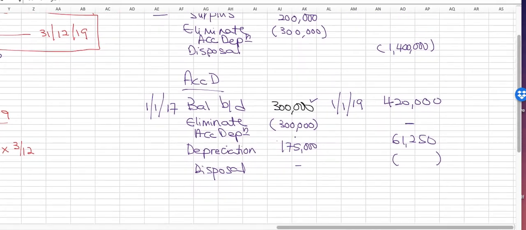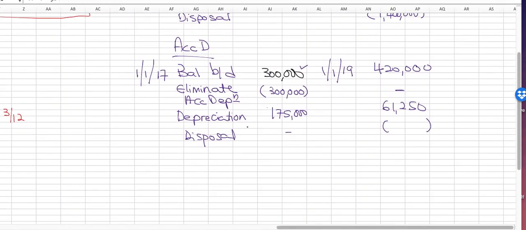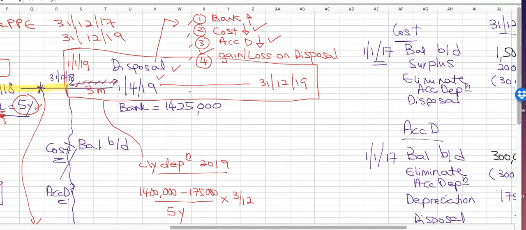Okay, and then for disposal, you eliminate the accumulated depreciation. You add up the BD and the current year, and you get 481,250, because at the end of the year you don't have the machine anymore. Do you need to calculate depreciation during this period? No, because you have calculated depreciation for these 3 months when you still held the machine. After that, you don't own the machine anymore. This is a monthly basis.